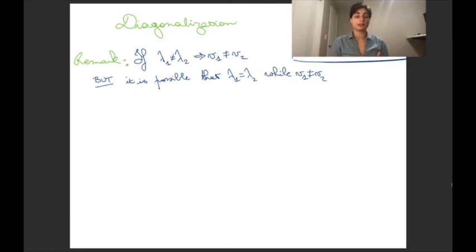Let's review a little bit also the diagonalization. We remember that if lambda 1 is different than lambda 2, then the eigenvector associated to lambda 1 is different than the eigenvector associated to lambda 2. But it is possible that lambda 1 and lambda 2 are equal, while the two eigenvectors are different. On the other hand, it's also possible that the two eigenvalues are the same and the two eigenvectors are the same. In that case, we have a singular problem, and we're not going to cover that. We're going to cover the case in which the two eigenvectors are different.